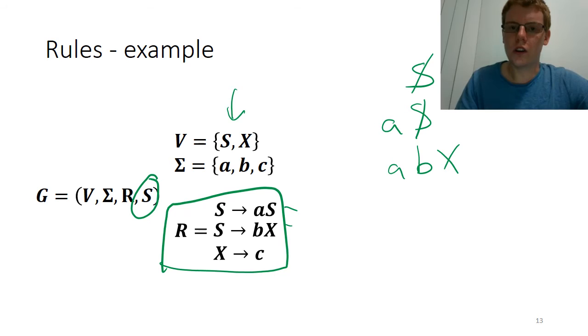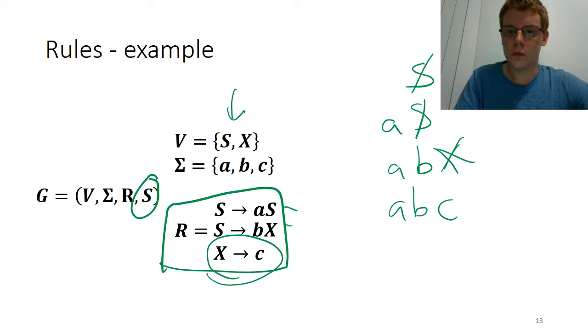Then, the only rule that I'm allowed to use now is this final rule here, which turns the capital X into a C. So I replace that. And now my string consists only of terminal characters, and I can halt and return the string ABC. So ABC is one of the strings in the language described by this regular grammar.